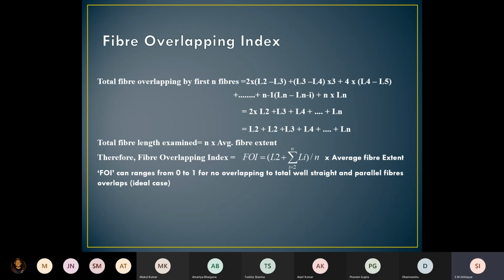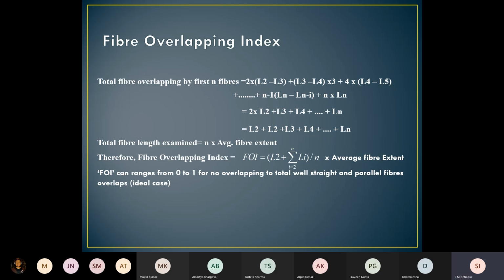In the ideal situation, you may get the overlapping equal to 1. It means one fiber is just over the other. So this indicates that as my overlapping strength is increasing, the yarn will definitely contribute better to the mechanical properties of the yarn.